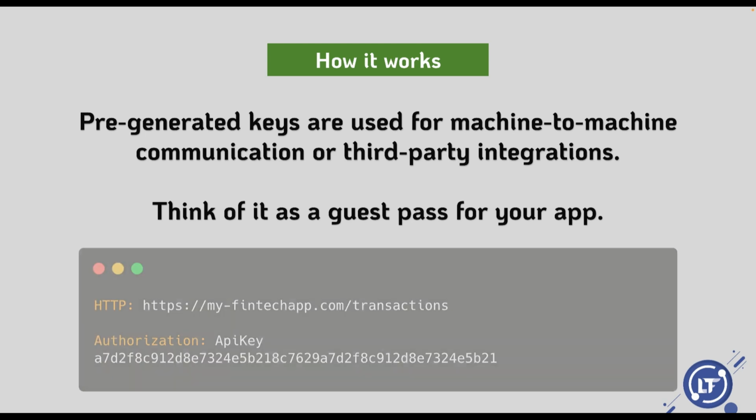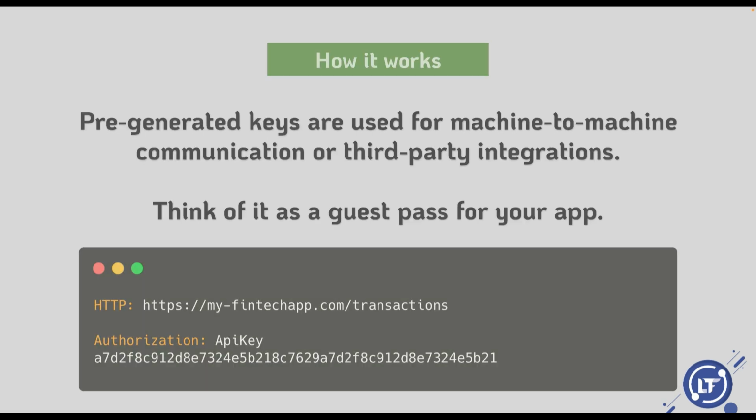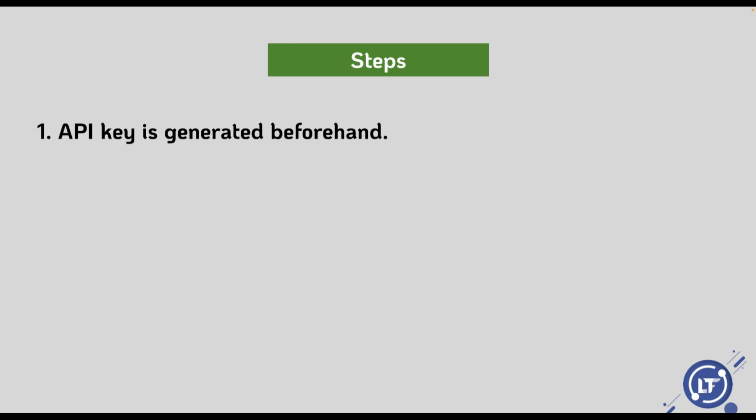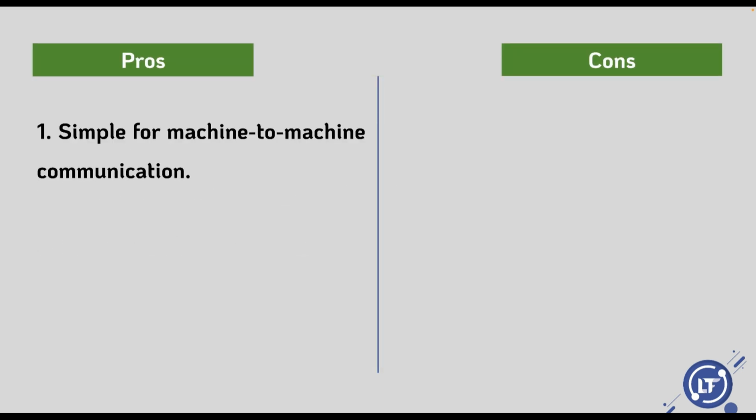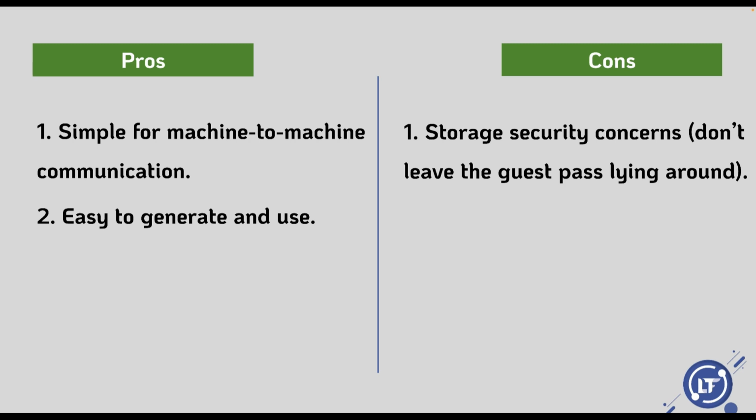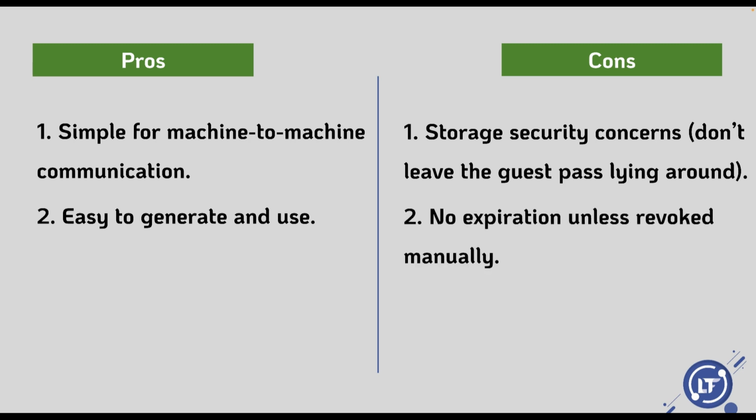And the HTTP request looks something like this. Let's quickly look at the steps. The API key is generated beforehand. This is not usually when a user logs in, but like I mentioned earlier, usually generated on a specific dashboard. Now, the client includes the API key for every request, and the server verifies the API key. Now, let's look at the pros and cons. For the pros, it is simple for machine-to-machine communication, and it's also easy to generate and use. But let's look at the cons. The first one is there are security concerns when it comes to storage. That means some clients or users might actually be careless with it. And usually there is no expiration unless it is revoked manually.